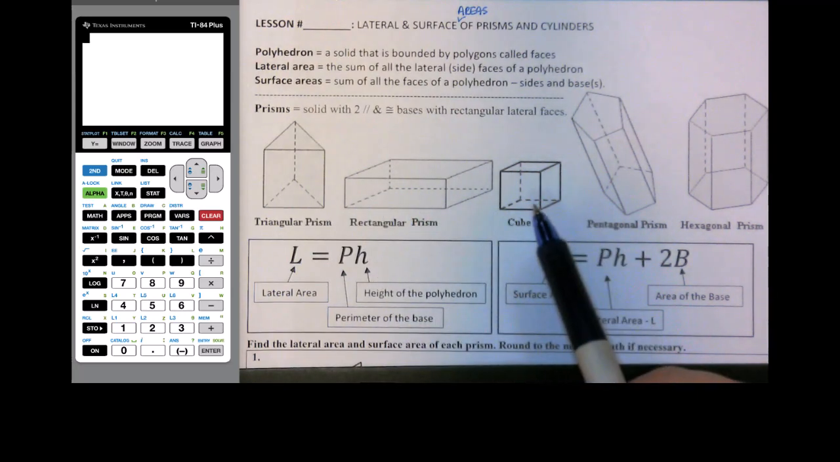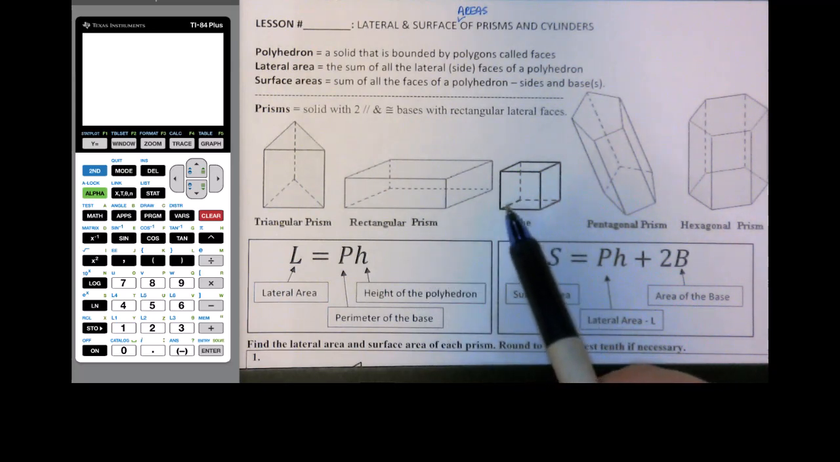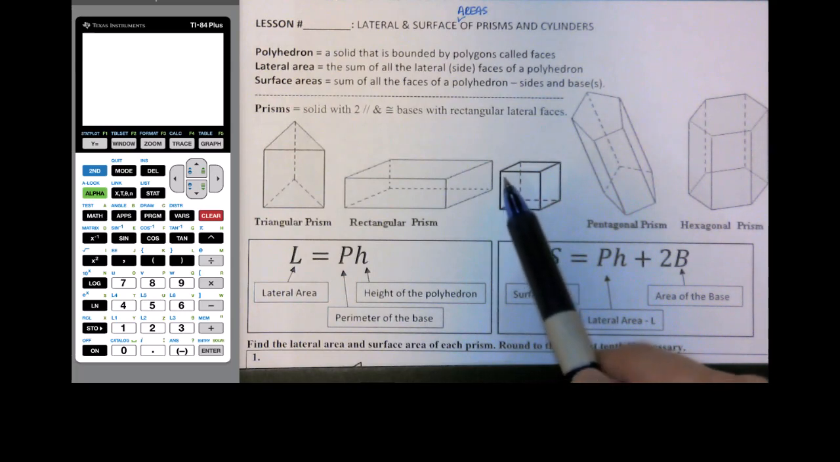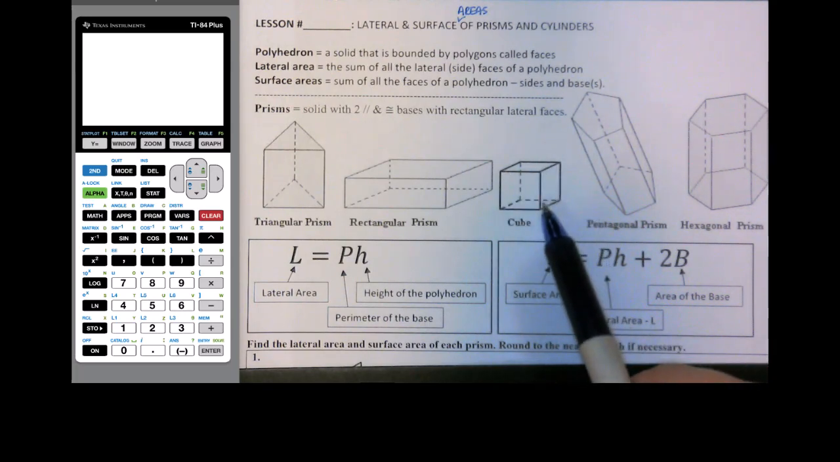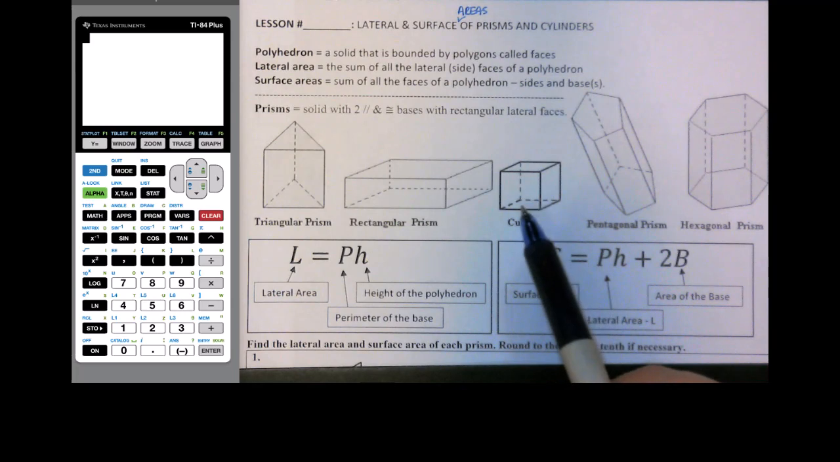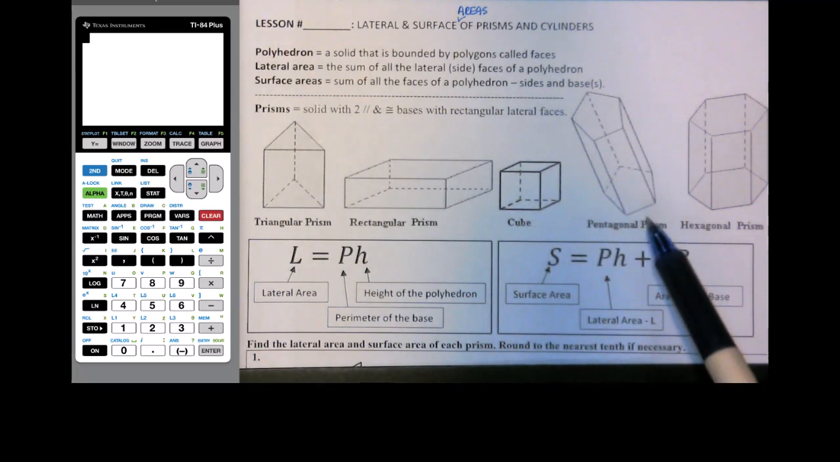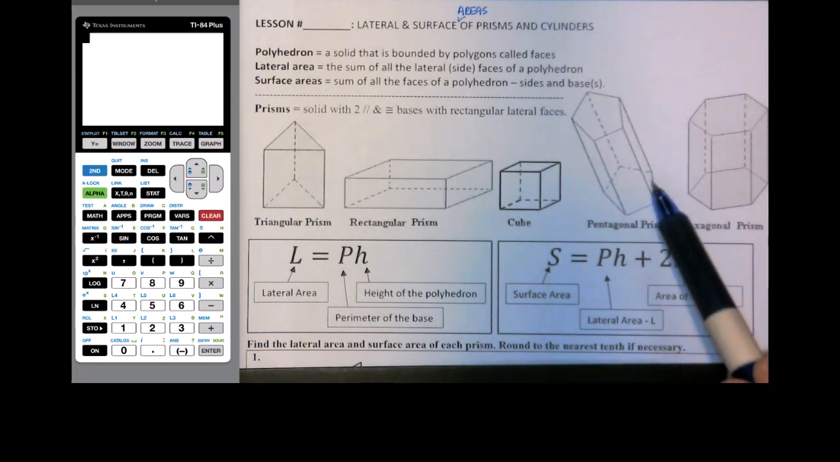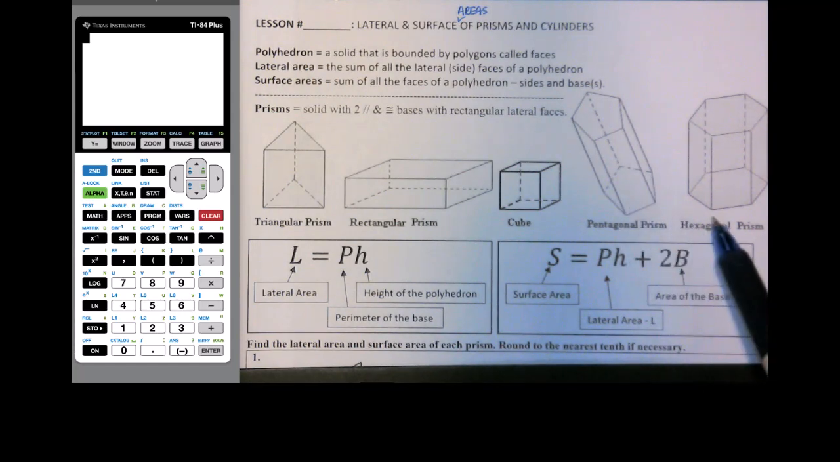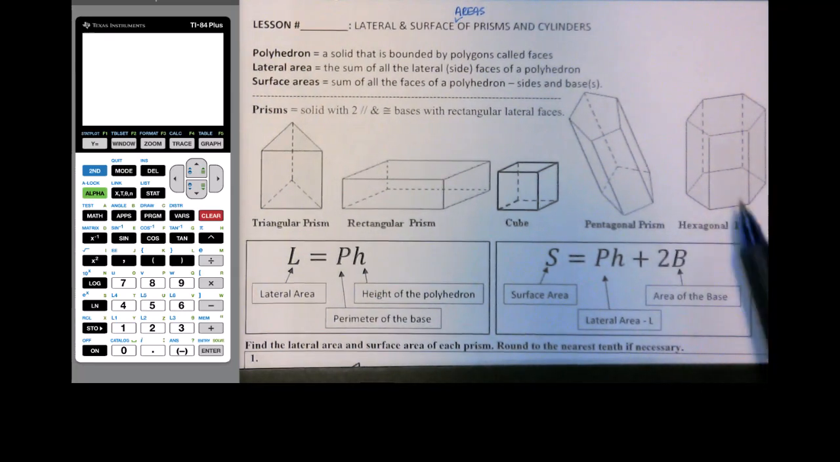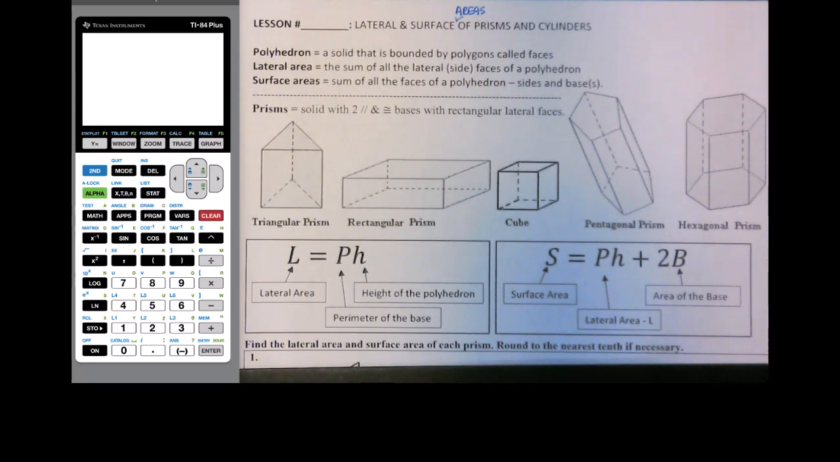This is called a rectangular prism because the base is a rectangle. The cube is a special rectangular prism because a cube has a square as the base and all the sides are the same dimension. So all the sides are squares right there. Then we have the pentagonal prism, which has a base that is a pentagon. And then hexagonal, the base of that is a hexagon.